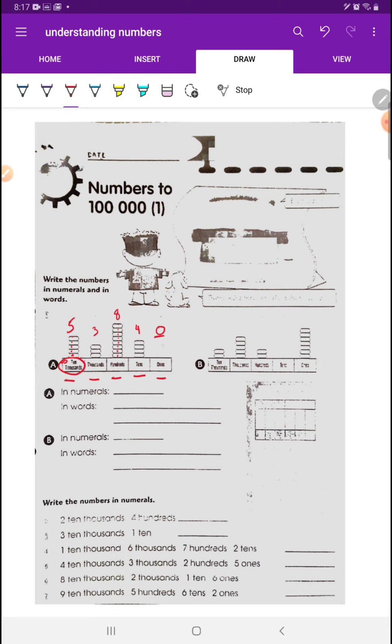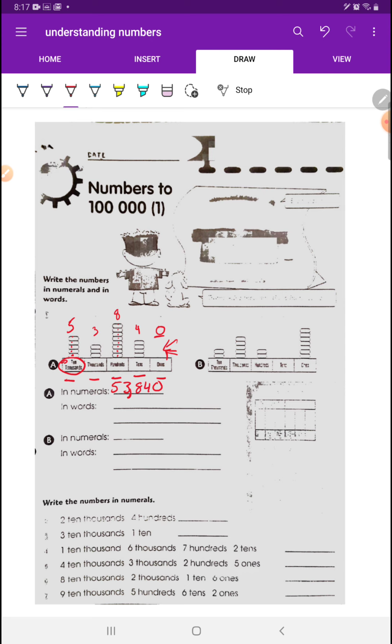So sometimes, like in this example right here, we don't have any of that one, but that doesn't mean we just ignore it. We still have to put something there. So in this case, we put a 0. I don't have any of those. So my number is 5, 3, 8, 4, 0.